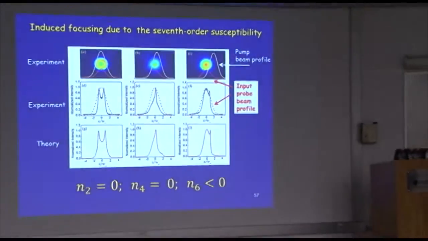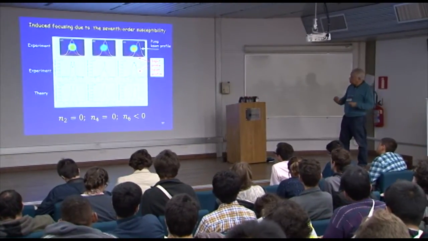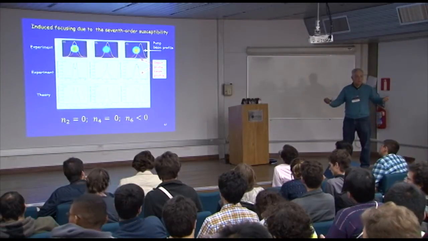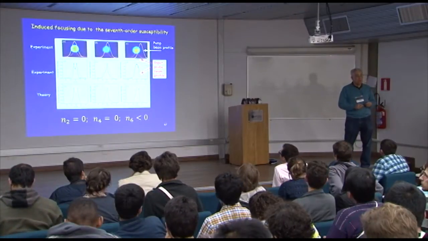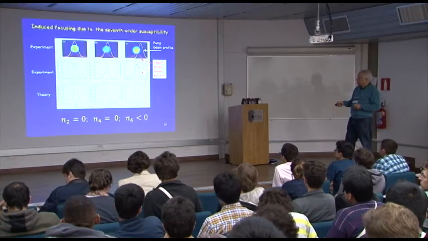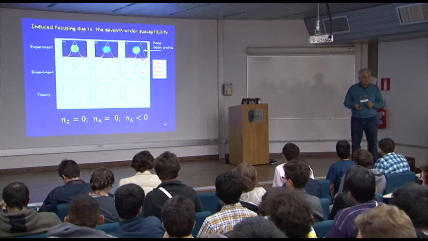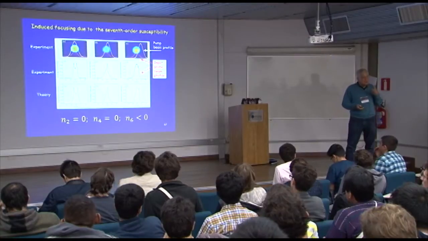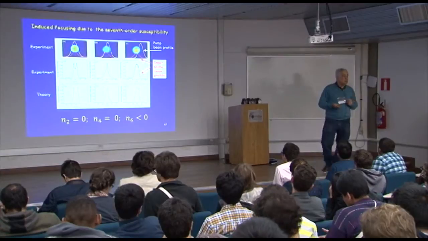So it's a system which is self-defocusing, and we are observing a result of cross-phase modulation where both beams are self-defocused, but the strong beam induces focusing of the probe beam. And again, you can see here that the theoretical profile is quite similar to the experimental one. So it means that the nonlinear Schrödinger equation, modified to include high order nonlinearities, can describe this very well.